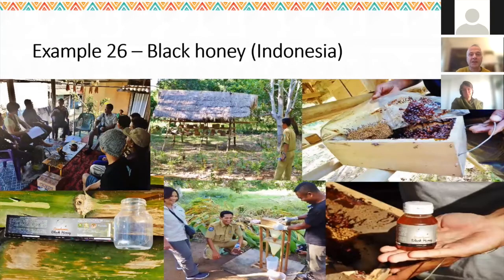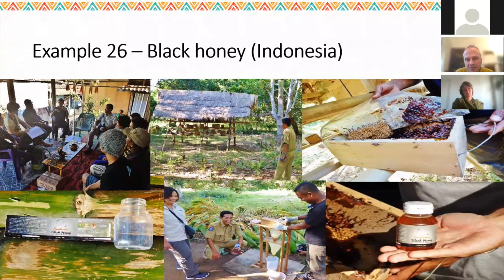So here is an example from Indonesia, where we see a native bee species. It's a stingless bee species being used to produce honey. And so they did a risk assessment and they looked at the problems. They had to design special beehives to accommodate this particular bee. And they had to share knowledge with their different members so that everyone was producing high quality honey.